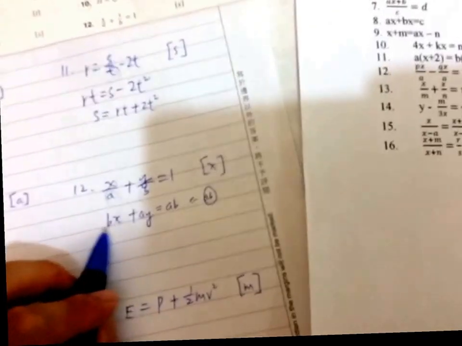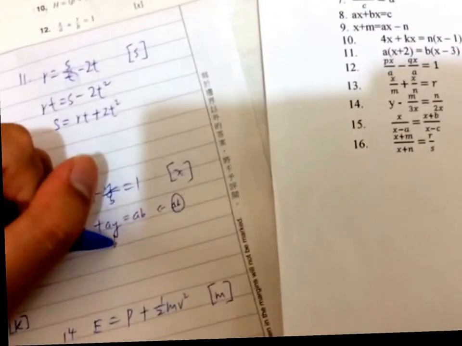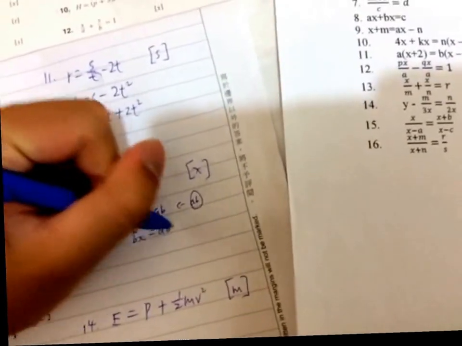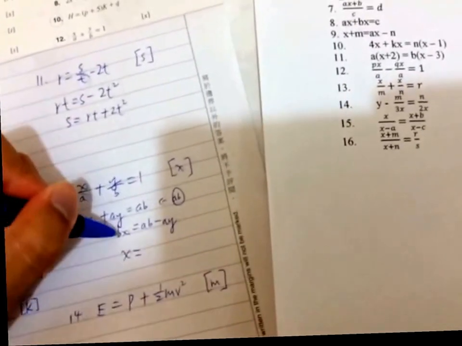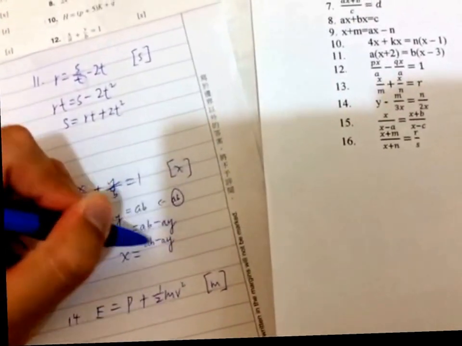X, I want X. This one no X, no X. So move this one out. Okay. Plus to minus, right hand side. I just want X. So the whole thing divided by b.